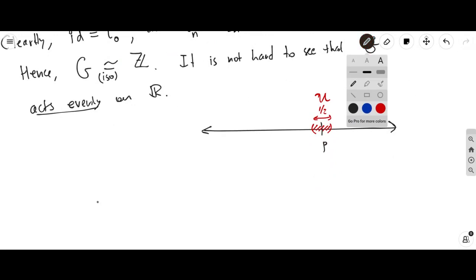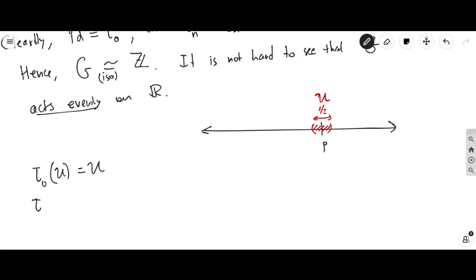So now let's look at the translates of this open set. If you apply T0 of U, well, that's the identity. That's just going to be U. If you apply T1 of U, that's just going to take U and translate it over by 1. So this is going to be P plus 1. So here you're going to have P plus 1. And this is going to be 1/2.